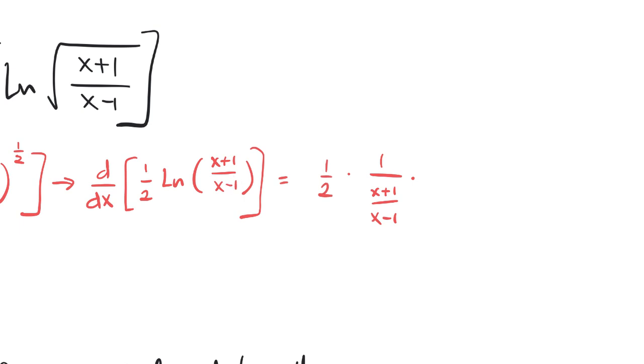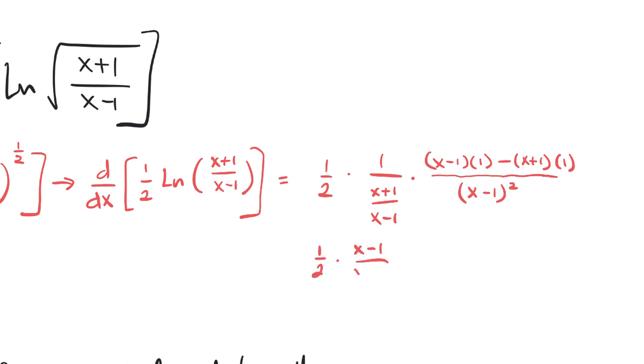So, low d high minus high d low over low squared. Alright, here's where it's going to get real fun. This expression, 1 divided by x plus 1 divided by x minus 1, really just means we invert this fraction. So, 1/2 times x minus 1 over x plus 1.